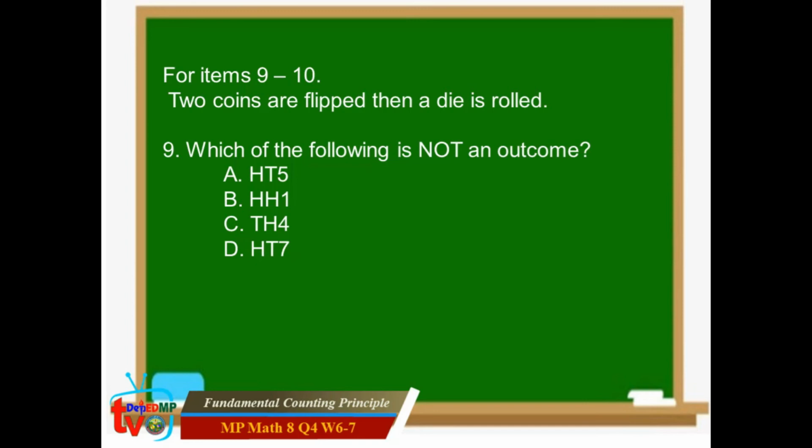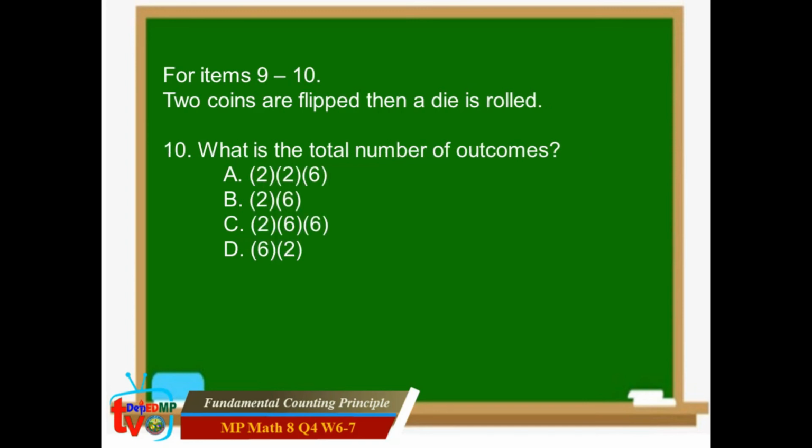10. What is the total number of outcomes? A. 2 times 2 times 6. B. 2 times 6. C. 2 times 6 times 6. D. 6 times 2.